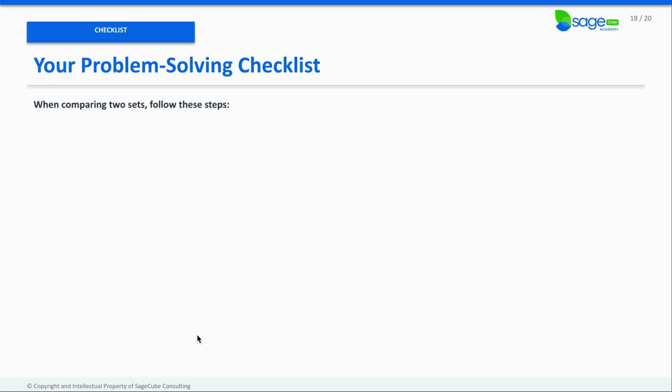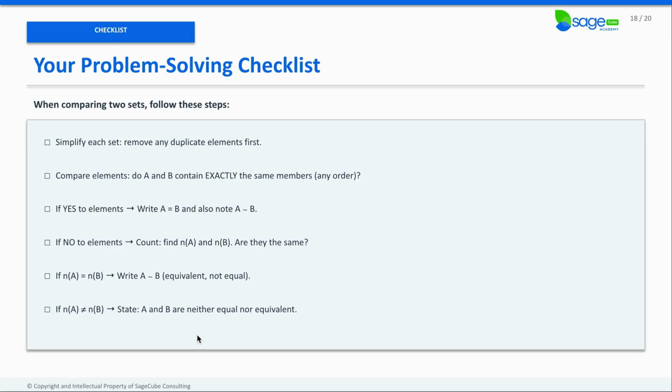So this is your problem solving checklist. Make sure that when you're comparing two sets, you follow these steps. Simplify each set, do away with all duplicates. Compare them, check if they have exactly the same members. If yes, then they are equal. If they are equal, they are equivalent. If you compare the members and they don't have exactly the same elements, then check their sizes. Are the sizes the same? If the sizes are the same, we write that they are equivalent. If the sizes are not the same, then they are neither equal nor equivalent.